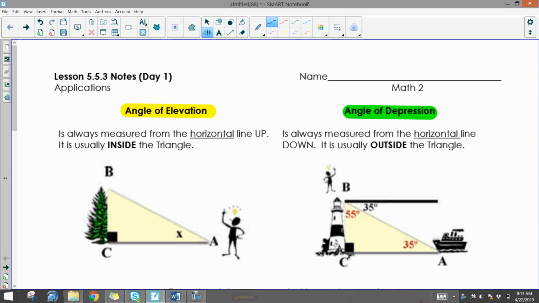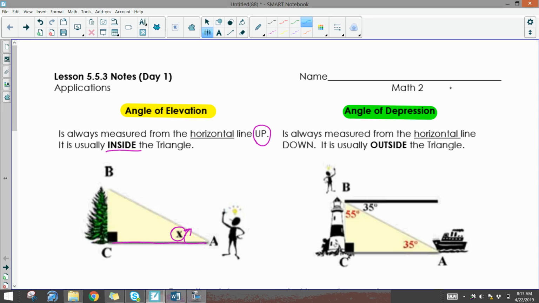When you think elevation, hopefully you think up. So the angle of elevation is always measured from the horizontal line up. Okay, it's usually inside the triangle. So if you look here, this is your horizontal line from C to A. So you start measuring that angle up, and so this right here would be our angle of elevation.